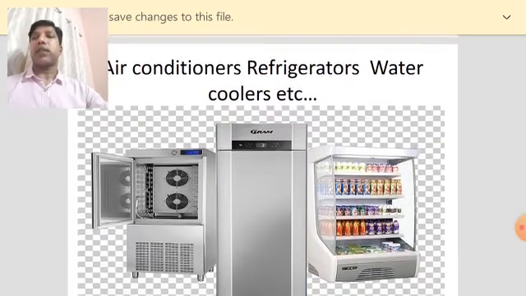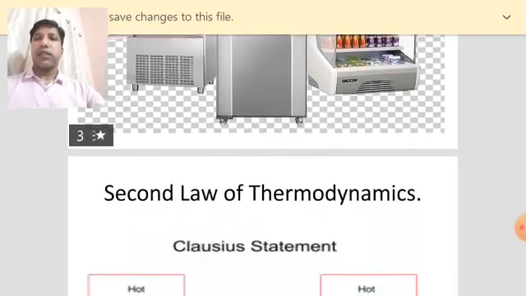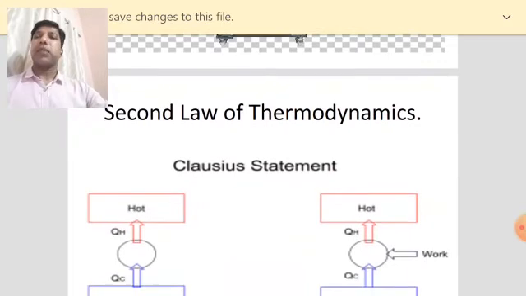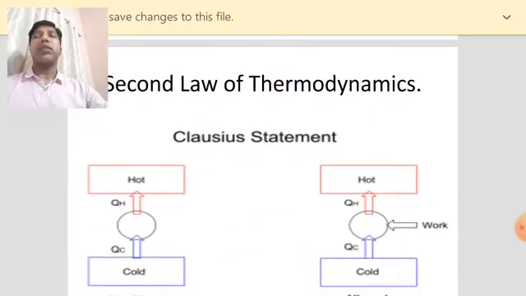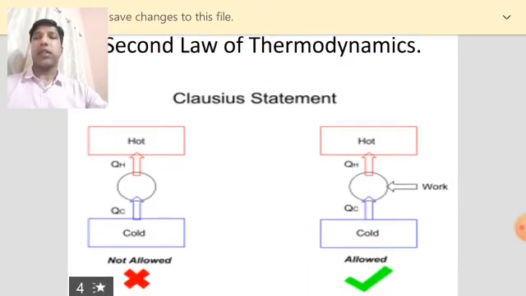Before talking about this simple vapor compression refrigeration cycle, I would like to explain the second law of thermodynamics, that is the Clausius statement. According to the Clausius statement, it is impossible to construct a machine which, while working in a cycle, will pump heat from a lower temperature to a higher temperature without the help of an external agency.